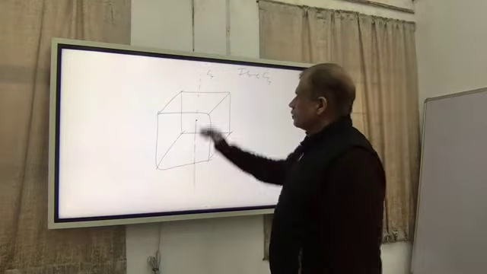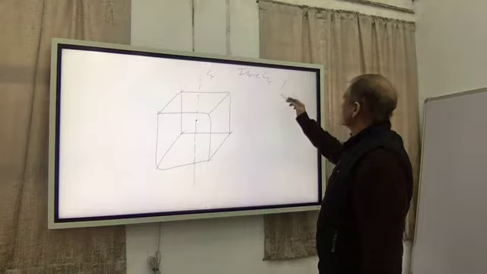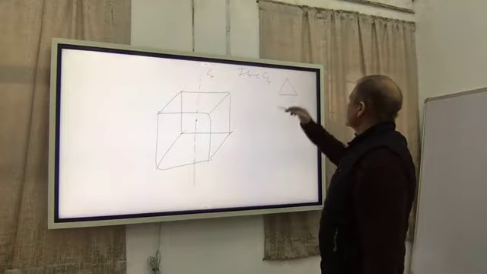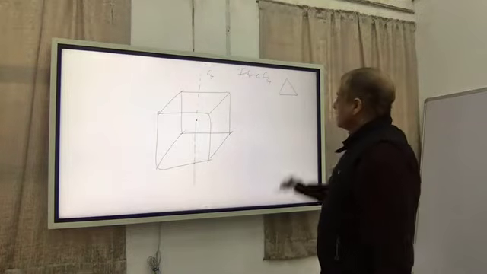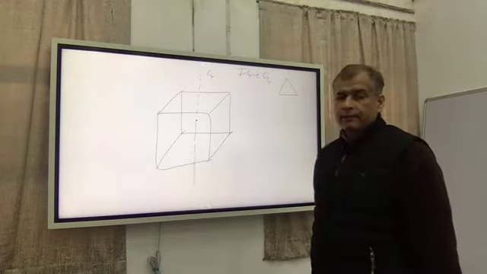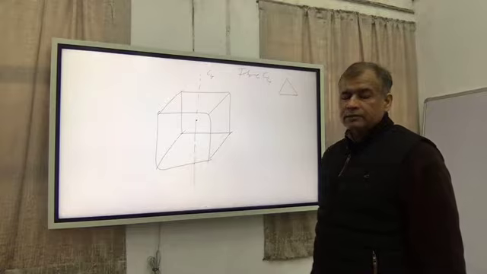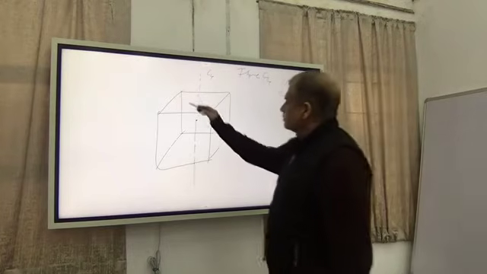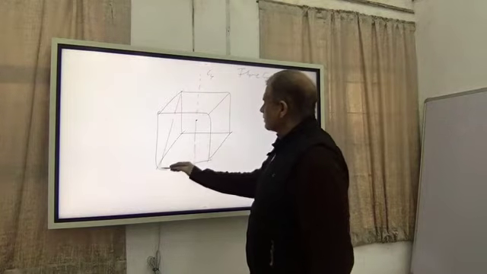Now, if you want to find a C3 axis in it, you have to find an equilateral triangle somewhere in it. And through the body center of that equilateral triangle, the C3 will exist. So that cube can be seen like this.